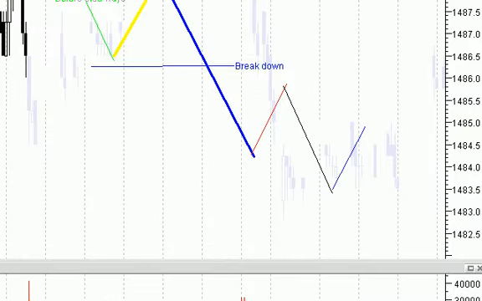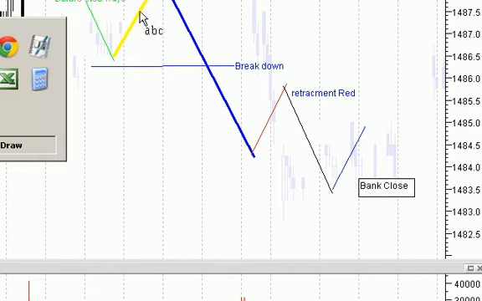Now, back here, on this section right here, we have our retracement. Our retracement is expected in the red section. And then we get our bank close in the black section, bank close. This is the pattern we're expecting. Now, the more it moves, so what causes this?